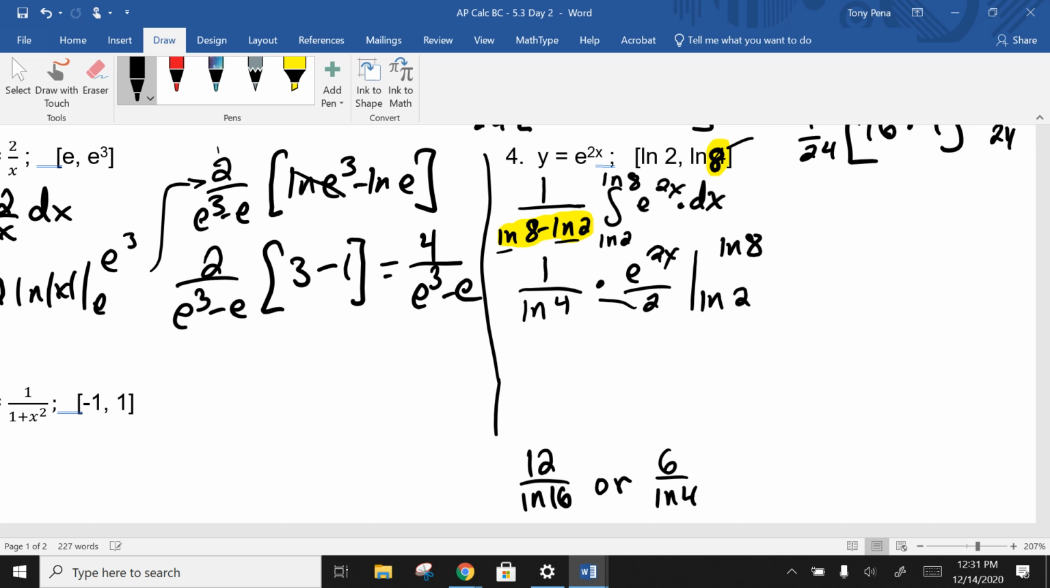Then I'm going to take the 2 out because I like to do that. So I'm going to write this as 1 over 2 ln of 4. And then now all I'm really plugging into is this 2e to the x. That would be the only thing left over. So I would get e to the 2 ln of 8 minus e to the 2 ln of 2.